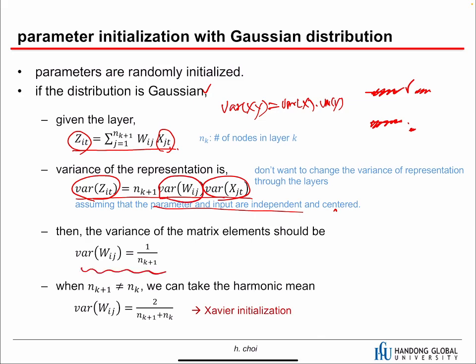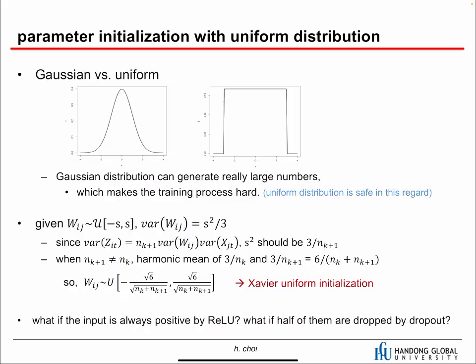And if the input layer and the output layer have different dimensions, then we can take the harmonic mean of these two. So the variance of the element of W should be something like this. And this is the Xavier initialization. The Xavier initialization from the Gaussian distribution is really popular, so you can use that.